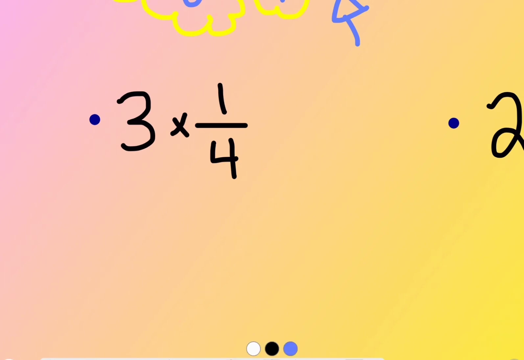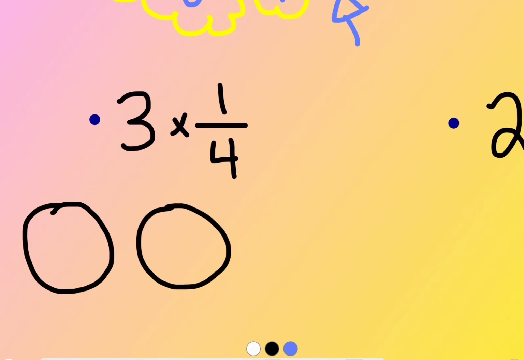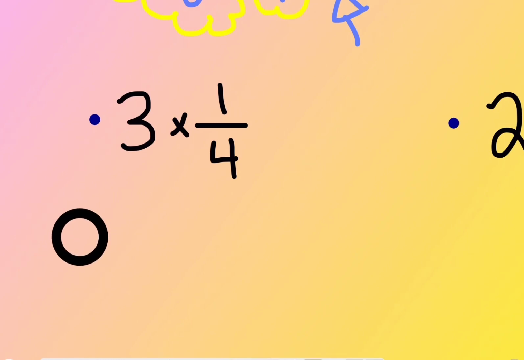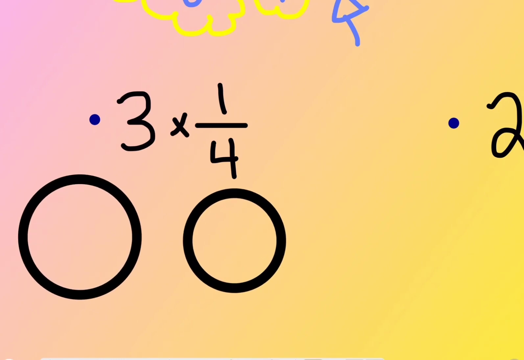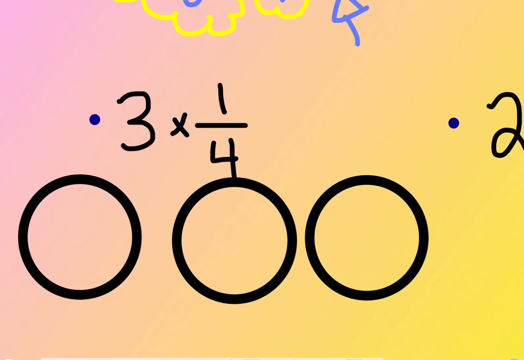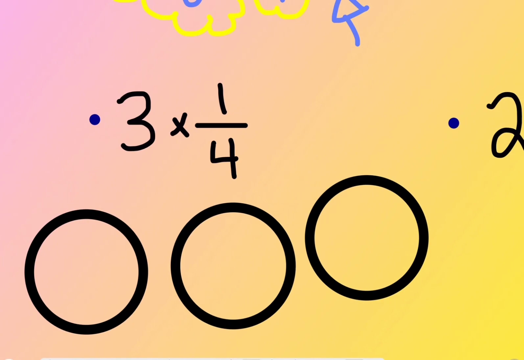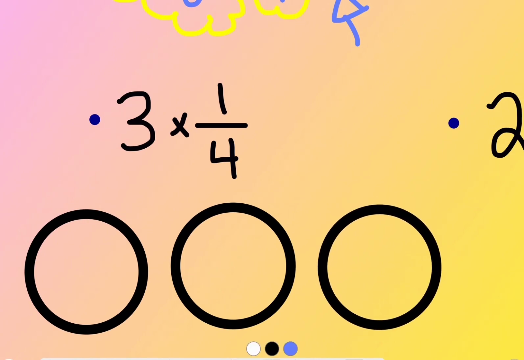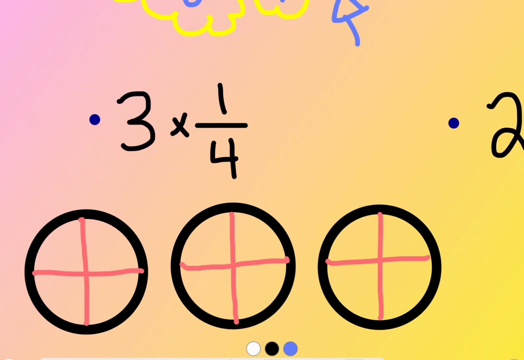So that means you're going to have 3 pizzas. I'll just draw actual circles. You have 3 pizzas. 1, 2, 3. And you are going to have it cut into 4 equal slices of each. And you're going to eat 1.